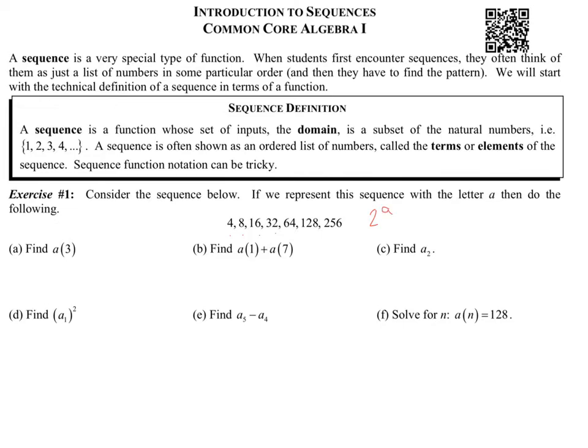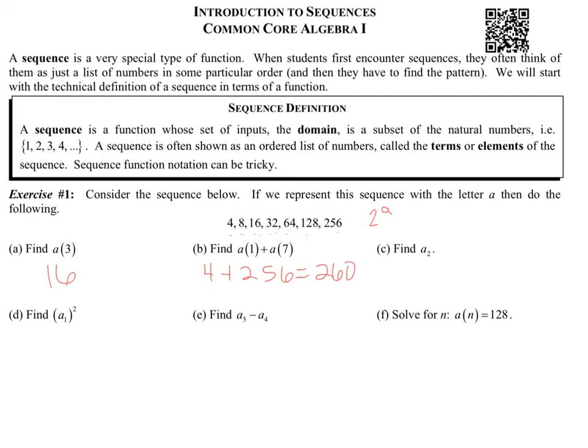So find A of 3. What this is saying is, what is the third element or the third one in line? Well, the third one in line is 16. Then we find A of 1 plus A of 7. Well, A of 1 is 4 and A of 7, so 1, 2, 3, 4, 5, 6, 7, is 256, so it's 260.